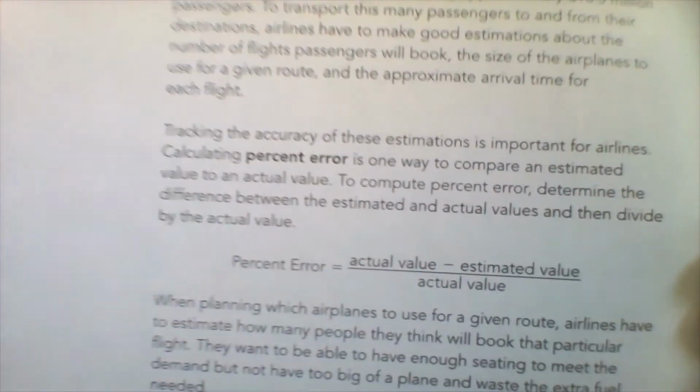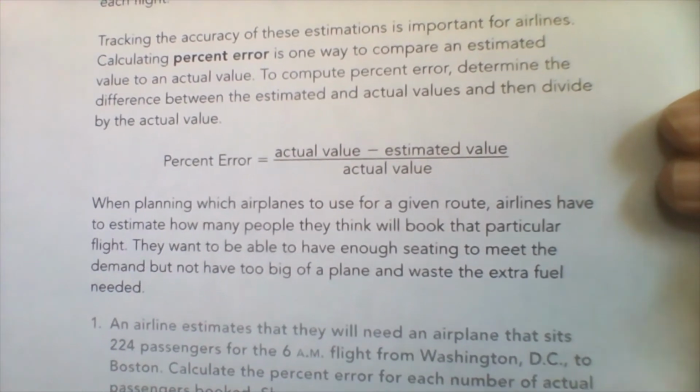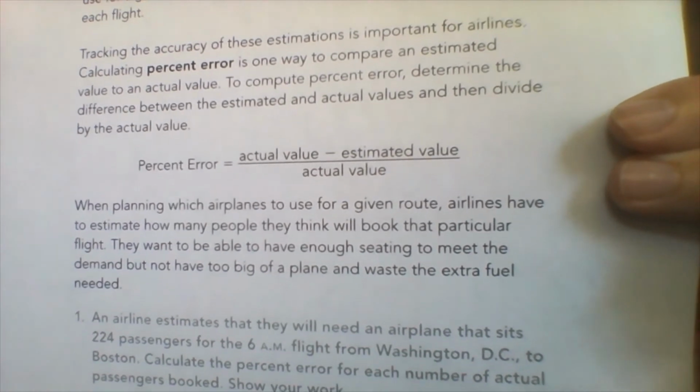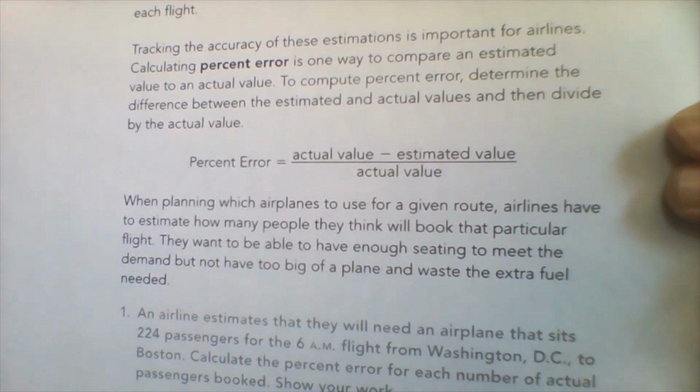Okay? So I'd like to remind you that the percent error equals actual value minus estimated value all over the actual value. So our actual value changed. So not only does the sign in the numerator change, but the denominator's value changed. So the value of the percent error is going to change because the denominator is different, okay? So I want you guys to remember that as you're doing this problem, okay?